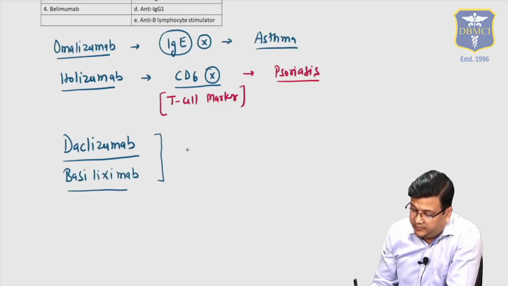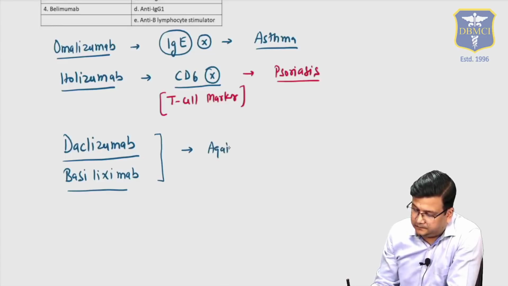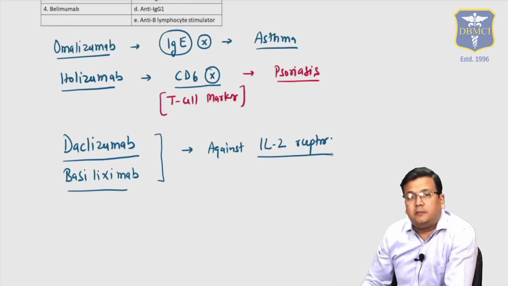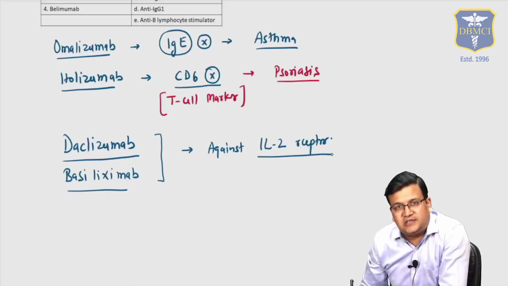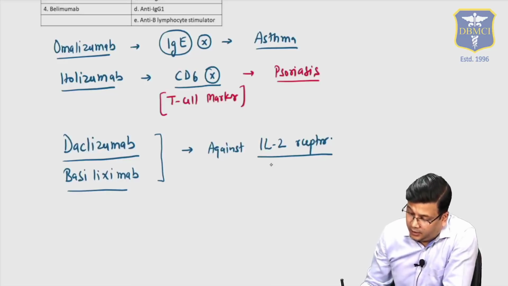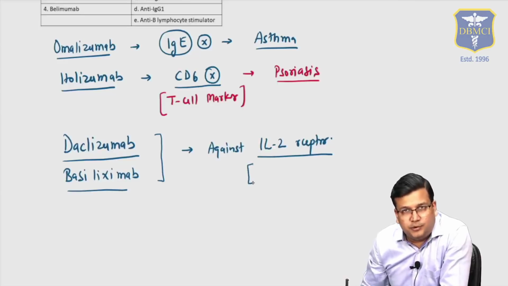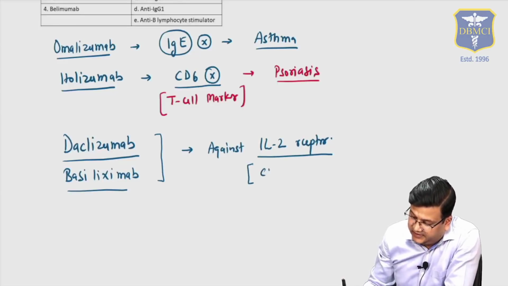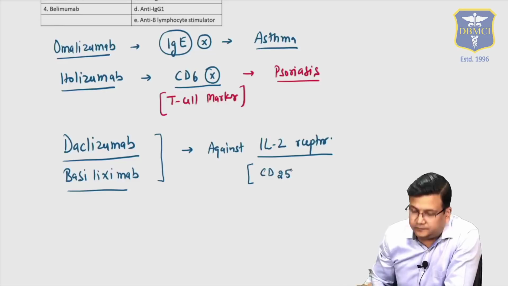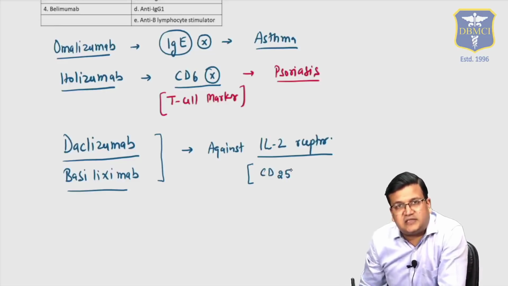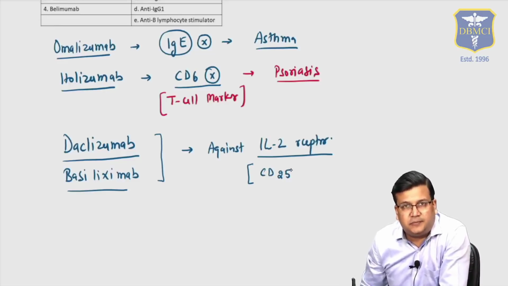These both are antibodies against interleukin 2 receptor. They both go and block interleukin 2 receptor. Now, interleukin 2 receptor has one subunit that is known as CD25. So, CD25 is a subunit of interleukin 2 receptor.